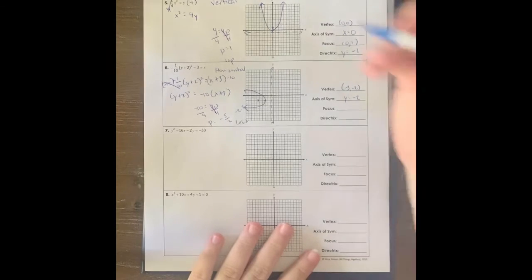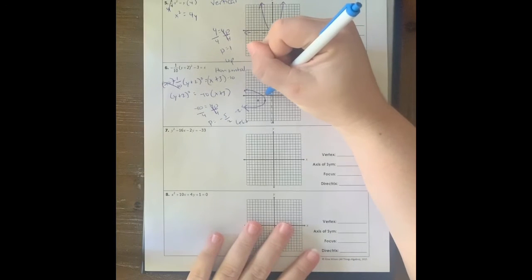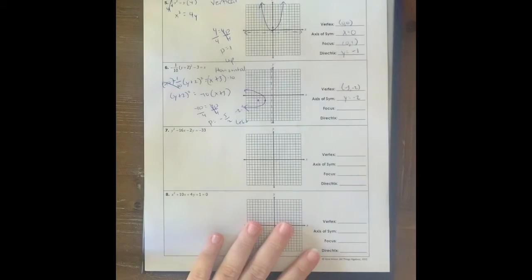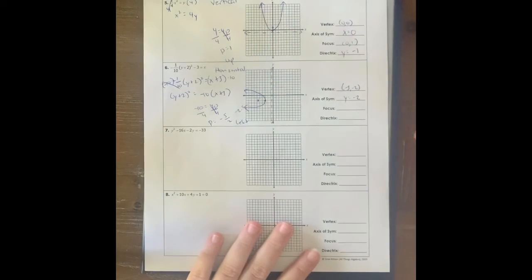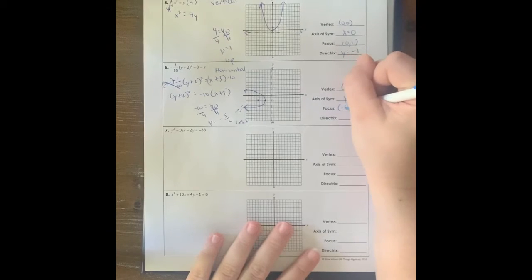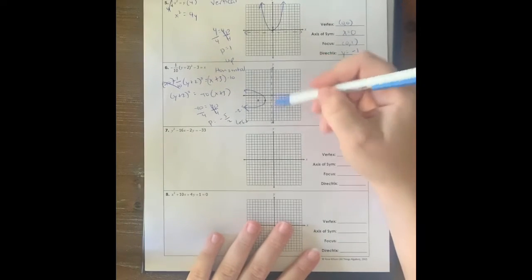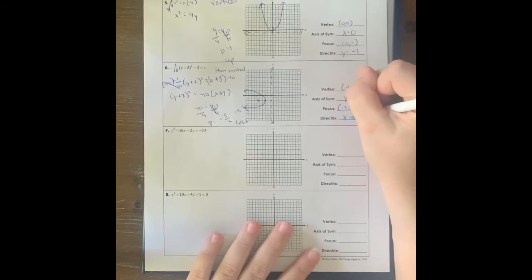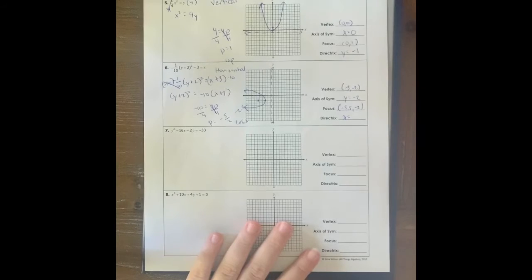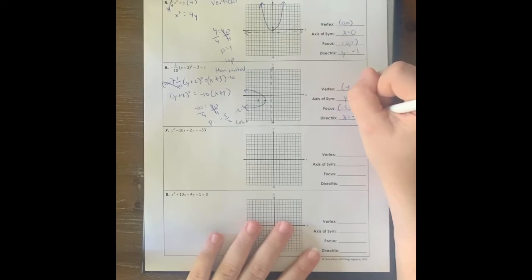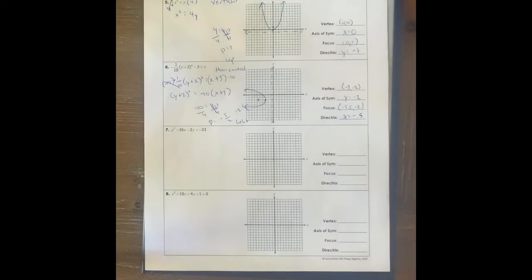Okay, so our focus here is going to be 1, 2, 3, 4, 5, -5.5, -2. And then our directrix is going to be, since it's a vertical line, x equals 0.5, or negative 0.5, sorry. Negative 0.5, okay? All right, the next one.